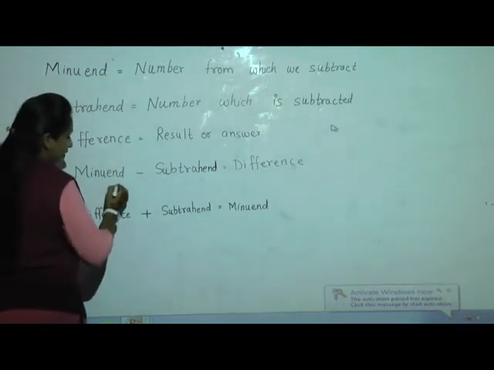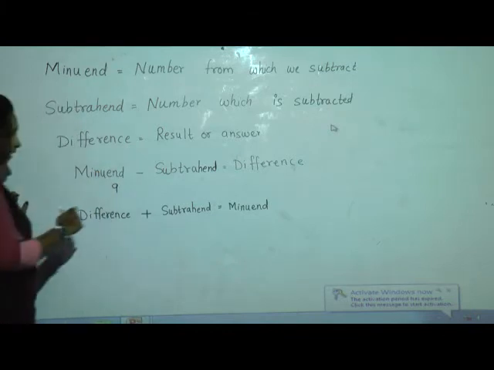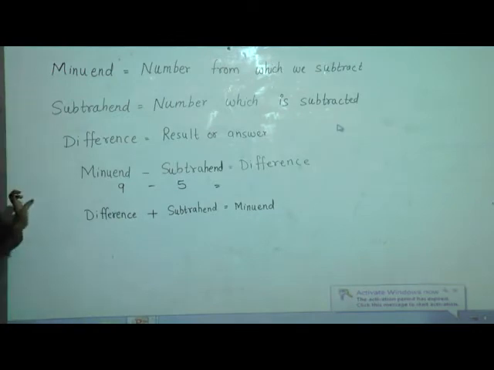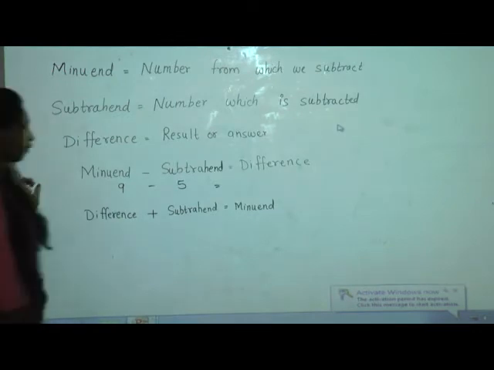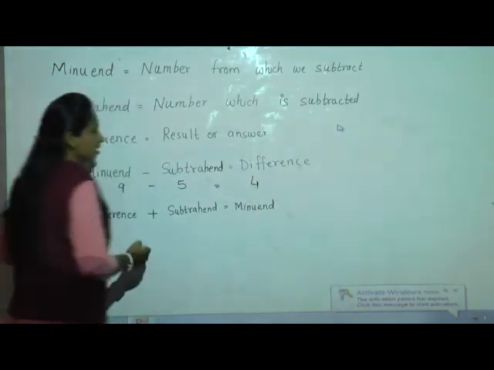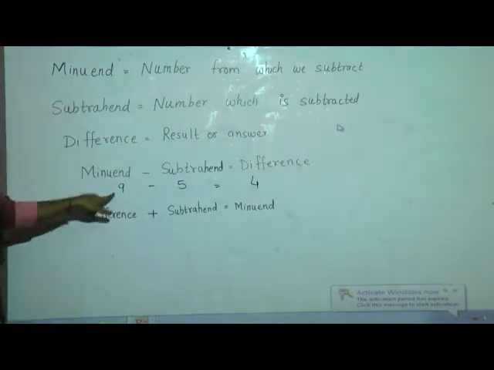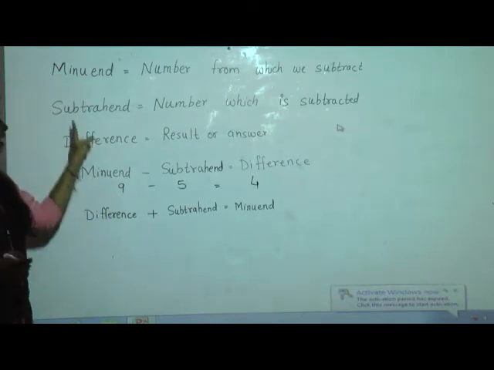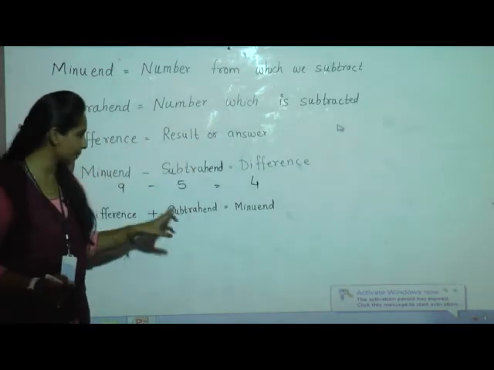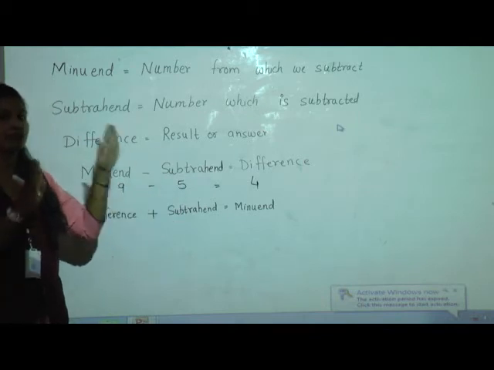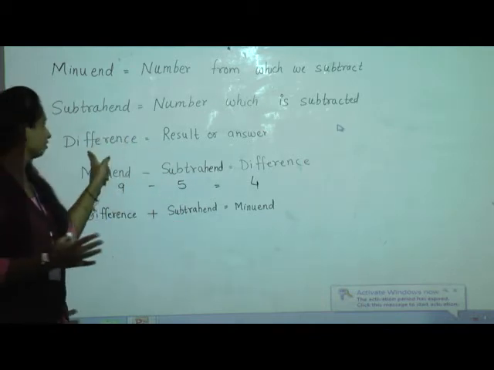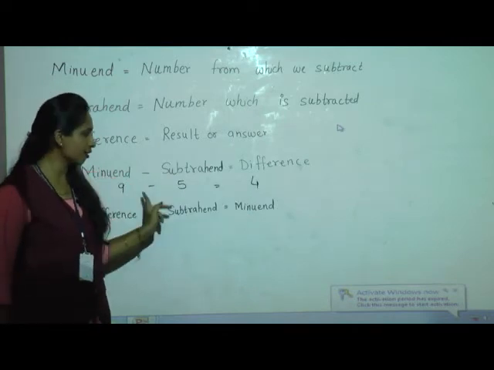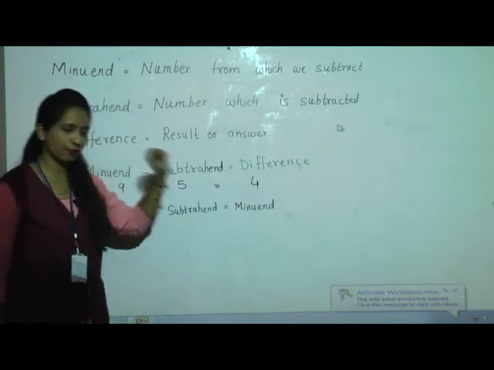For example, minuend is 9, subtrahend is 5. Now tell me, 9 minus 5 is 4. So the difference is 4. Minuend means the number from which we subtract. This is the number. And the subtrahend means the number which is subtracted. What we have subtracted from 9? 5. And the difference means result or answer. So what is the answer of 9 minus 5? 4.